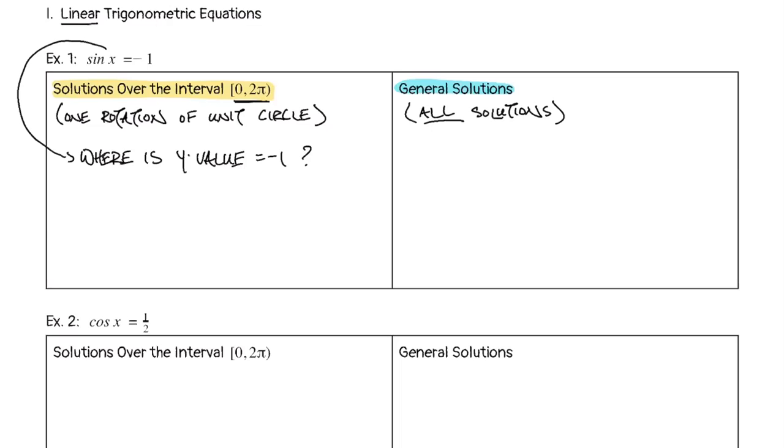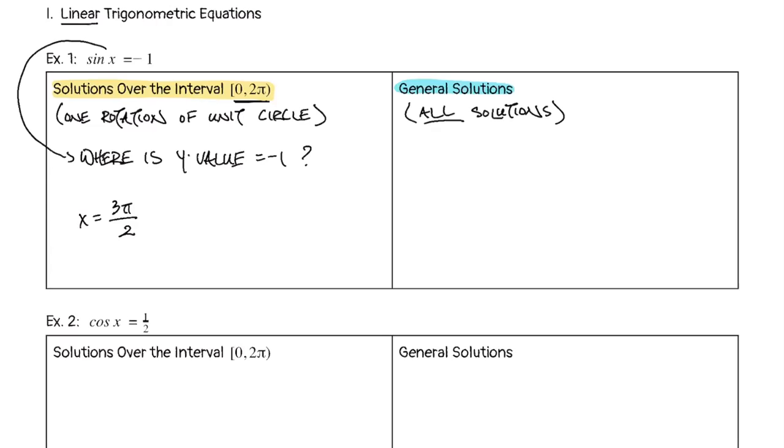Okay. So we look at our unit circle and we say, when x is equal to, let's see, not pi over 2, right? That would be a +1. If we go to 3 pi over 2, then that's the angle that has a y value of -1. Now, does that happen any other time when we go around the unit circle just one time? No, that's actually the only time, right?